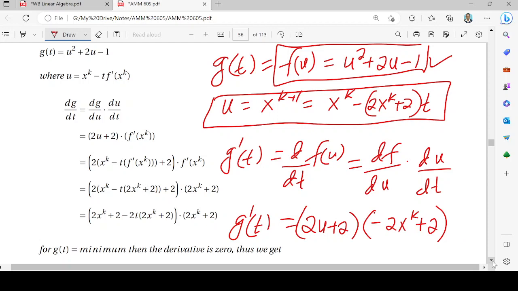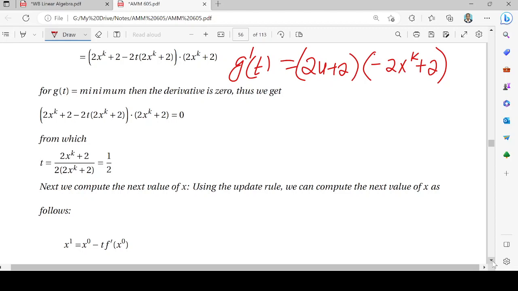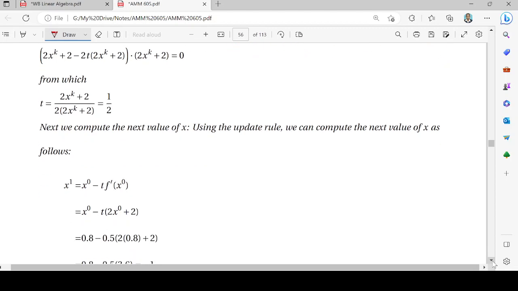So once we determine the value of t, in this case t is a half, a constant, then we can go back to our iterative procedure.